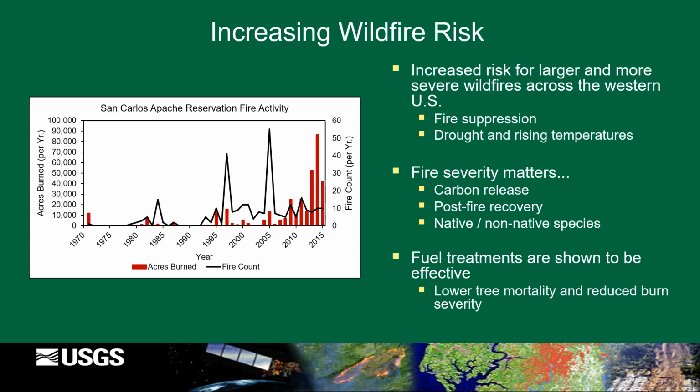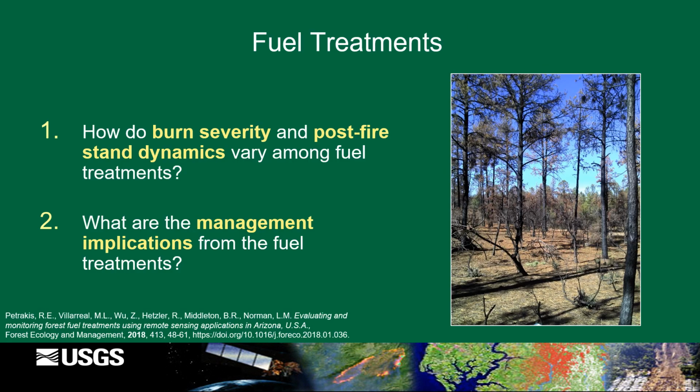On the landscape, fire severity can have significant impacts. For example, fire severity is intricately tied to carbon release, the extent and scale of post-fire recovery is dependent on severity, and the ability of both native and non-native species to respond following a fire can also be dependent on how the fire burns at the time. However, forest fuel treatments have been shown to be effective at reducing both tree mortality and burn severity.